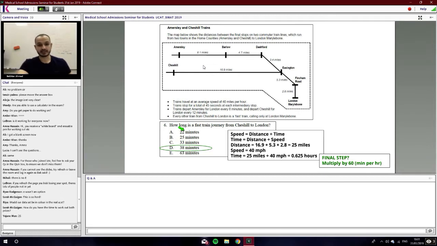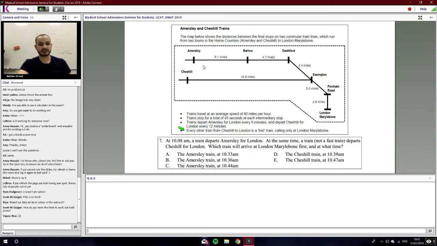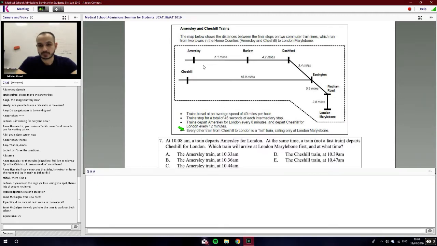Right. So let's have a look at another question from the same kind of data set. I'll give you guys about 10 seconds just to read the question. Okay, so at 10:08 a.m. a train departs Aylesbury for London. At the same time, a train, not a fast train, departs from Cheshire for London. Which train will arrive at London Marylebone first?